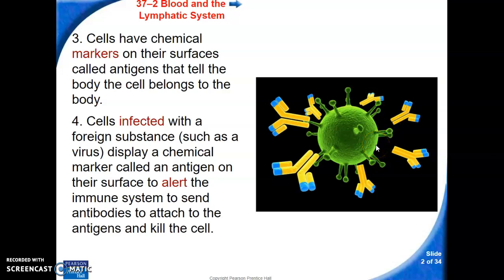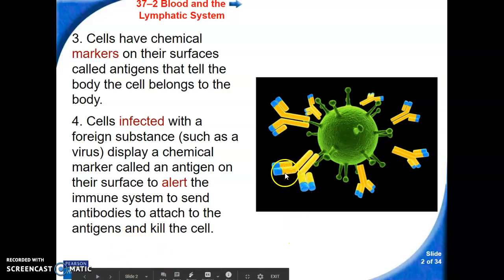If you get a virus, like maybe this is the COVID virus, maybe these little things are like the hook, except this one's not shaped like a hook, but these are antigens that cause your immune system to respond. Cells that get infected with a foreign substance like a virus can display an antigen on their surface that tells the immune system, hey, come and kill me because I'm infected and I'm going to die, or I'm going to cause the body to be infected. So come and kill me and kill the things in me with me.